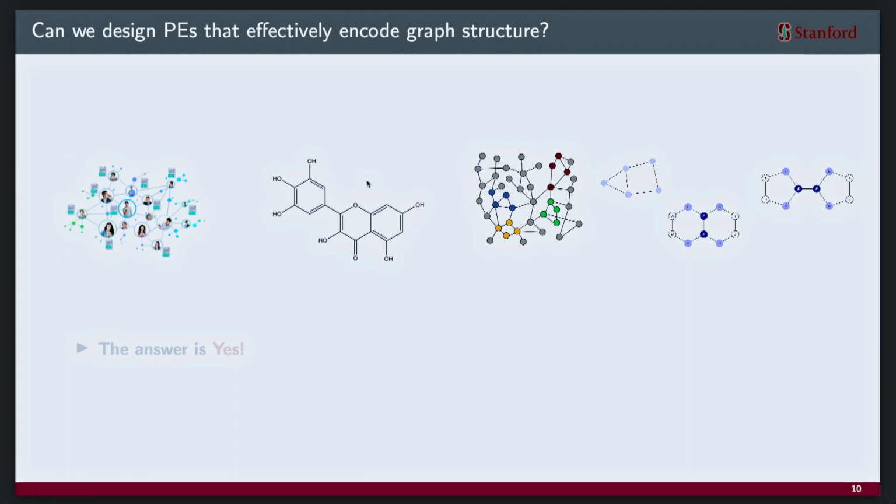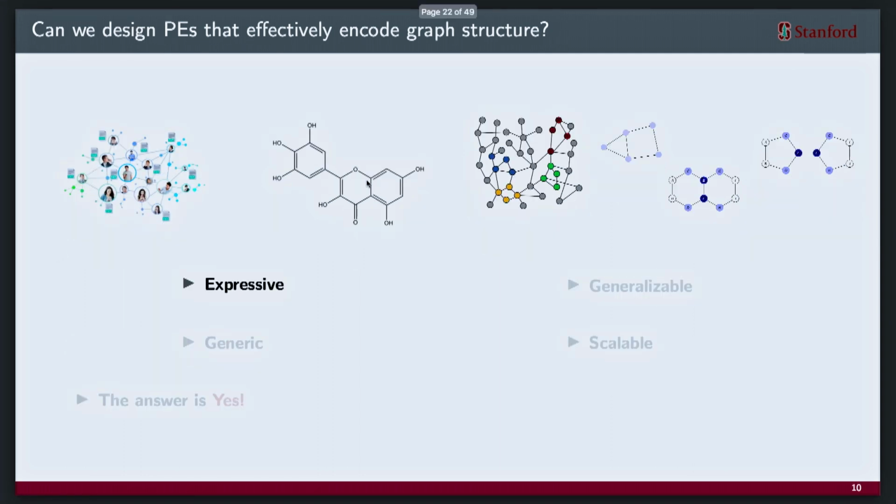But we are not only interested in finding any positional encoding, we are interested in finding positional encodings that admit four favorable properties. Property number one, we need them to be expressive, meaning that they should somehow encode as much information from the graph as possible. We want them to be equivariant so that they can be generalized across unseen graphs. And we want them to be generic, so not tailored to a specific domain, but applicable to multiple domains.